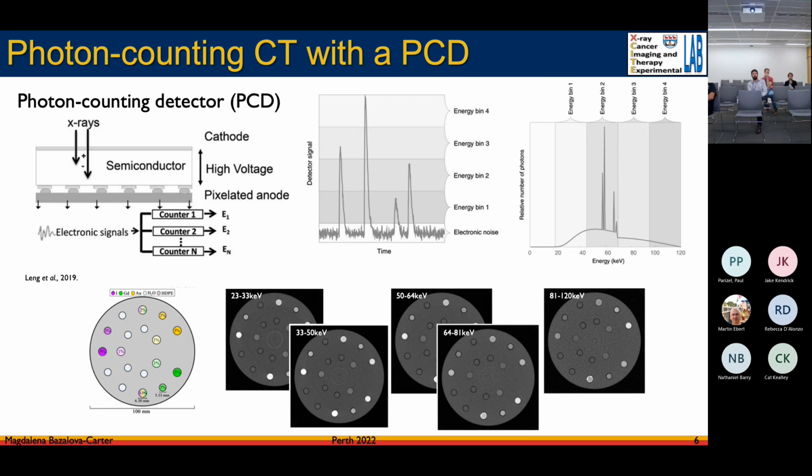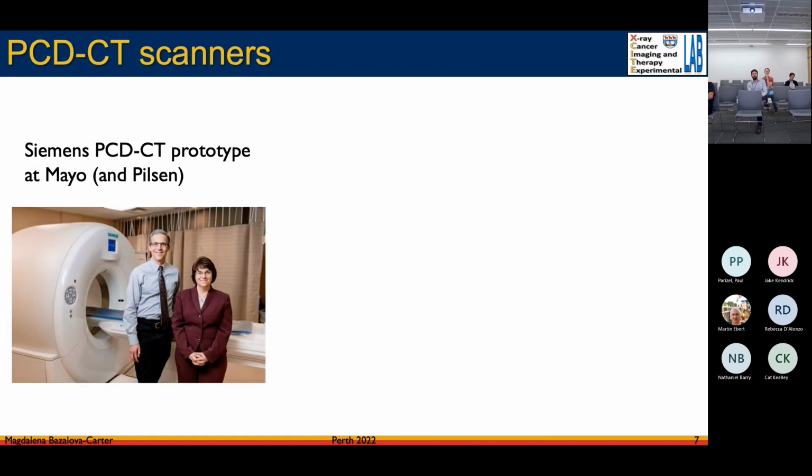If we look at iodine here, you see that the contrast in the lower energy image is higher than the contrast in the higher energy image. I'll talk about this a little more and tell you about K-edge imaging, but basically this is the information that photon counting CT offers us, and hopefully we can take advantage of it. I'll talk about how we can take advantage of it.